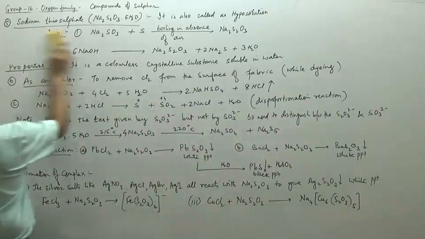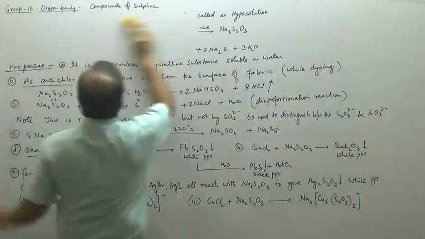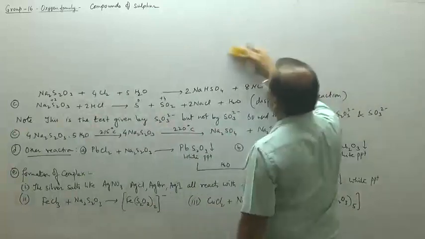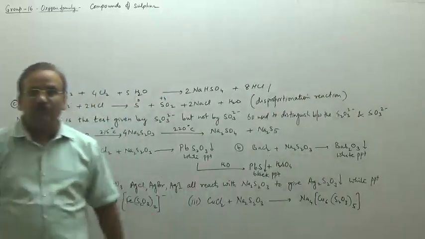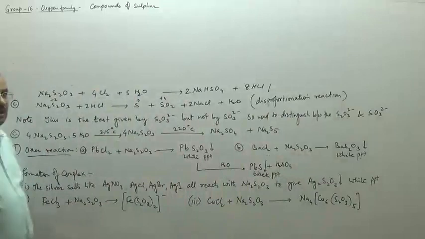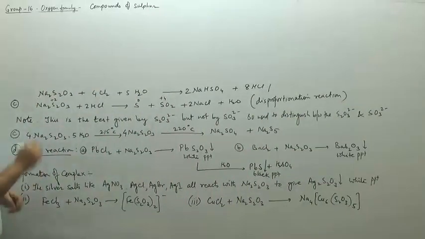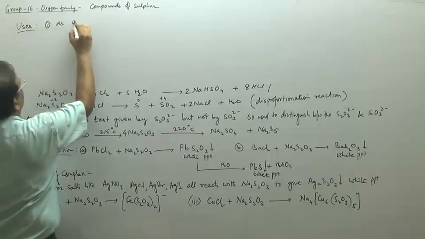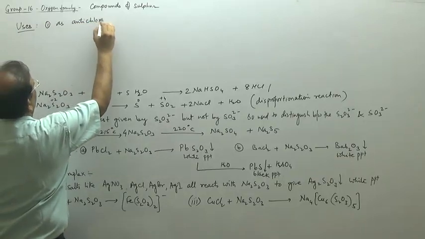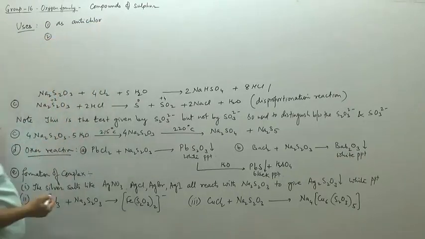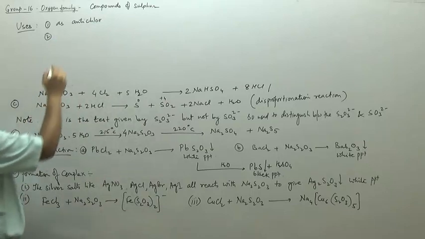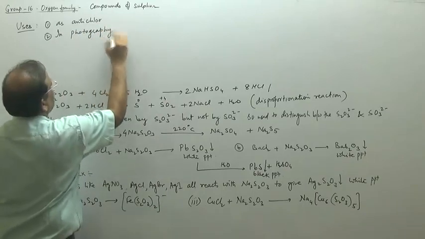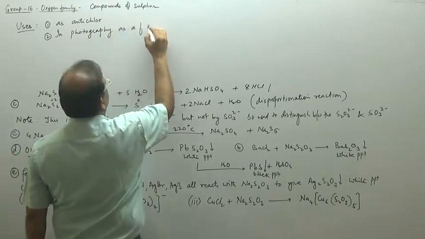Then we can write the uses of sodium thiosulfate. One of the uses is as an antichlor. It acts as an antichlor, for the removal of chlorine from the surface of fabrics while dyeing. Another use is in photography as a fixer.